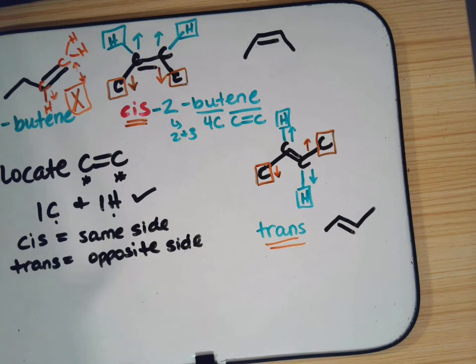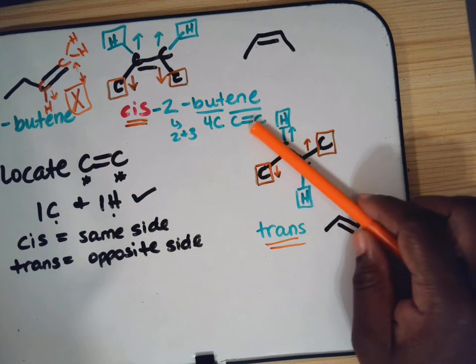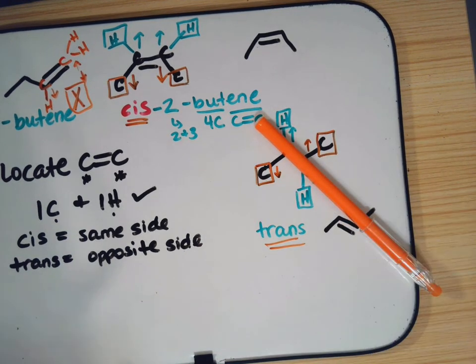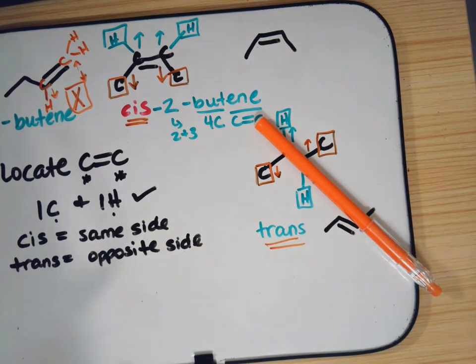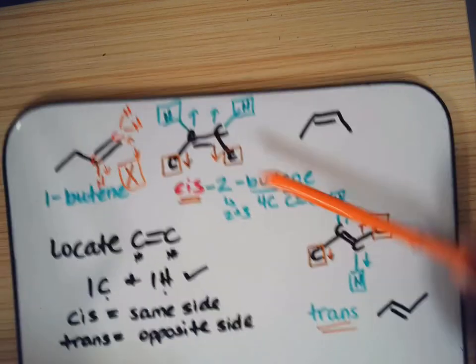You can do a little trick. You can take a pen, pencil, you can even use your finger. Put it across the double bond. Look to see whether or not those bonds are sticking out on the same side of that pen or opposite sides. So in this case, those carbon bonds are on opposite sides. Or again, I can look at the hydrogen. They're on opposite sides.